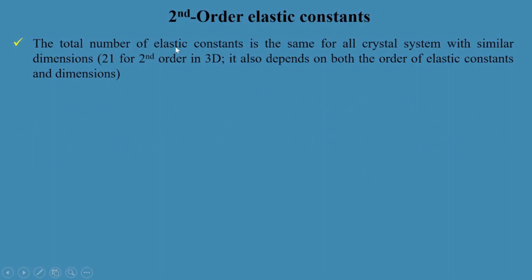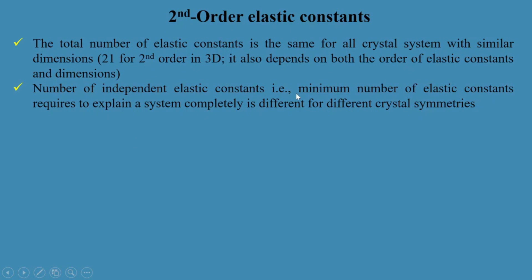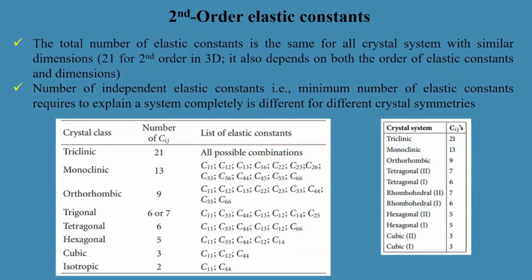The total number of elastic constants is the same for all crystal systems with similar dimensions, for instance 2 into 1 for second order in 3 dimensions, and it depends on both the order of the elastic constants and the dimensions. The number of independent elastic constants, that is the minimum number of elastic constants required to explain a system completely, is different for different crystal symmetries, and we can get the rest of the elastic constants out of these independent elastic constants. The number of independent elastic constants for different crystal systems is summarized here.